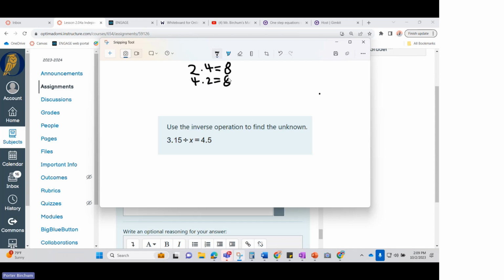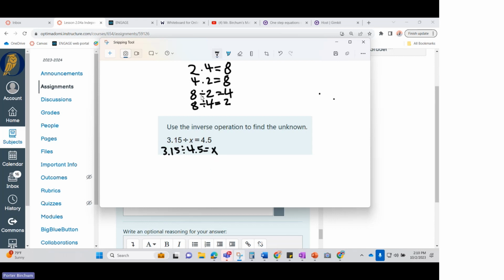4 times 2 equals 8. 8 divided by 2 equals 4. And 8 divided by 4 equals 2. Boom, number families. Okay, so now let me write the number family for here. So when it's division, looks like the first number stays the same. So 3.15 divided by, but then the other numbers swap, 4.5 equals x.